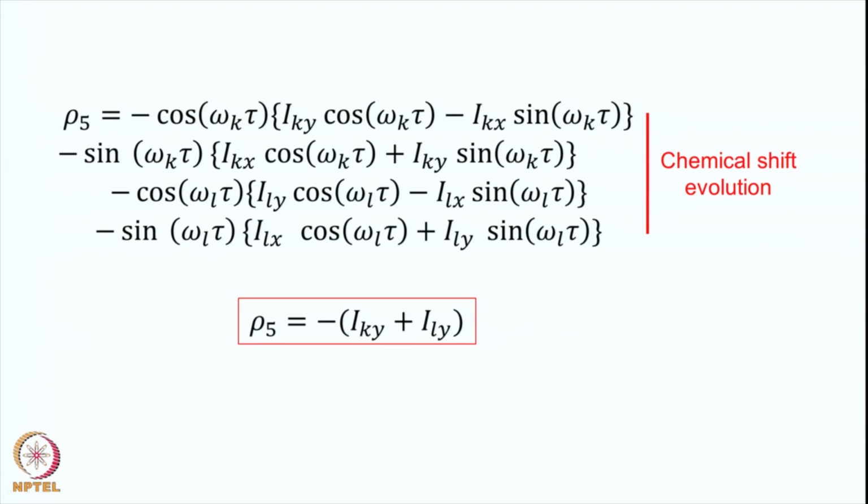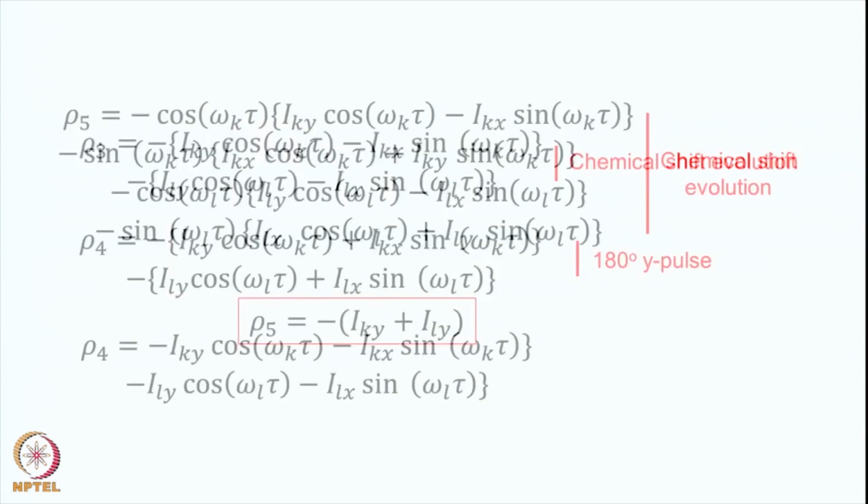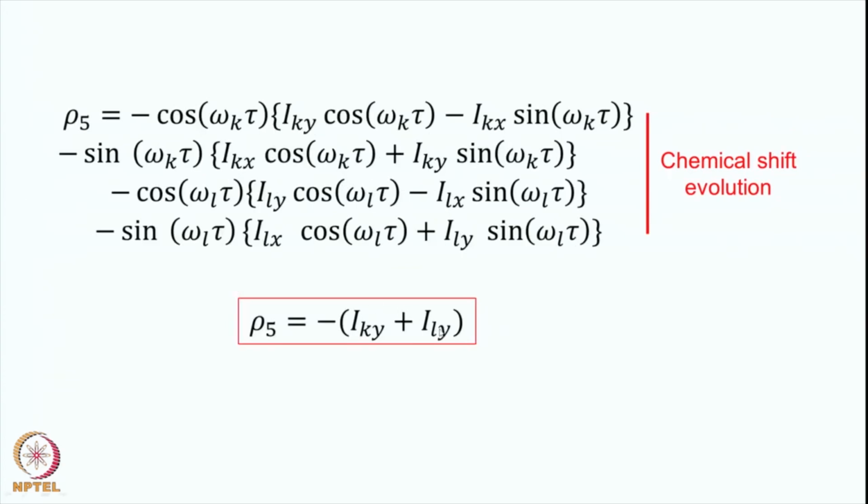So, therefore, what has happened, if you recall here, let us see what rho 2 in the previous class, minus IKY plus ILY, this is what we started off with. Now, in the previous class at rho phi we had here plus sign, it became rho phi is equal to plus IKY plus ILY. So, the effect of changing the phase of the 180 degree pulse is that this sign has changed and it has remained as rho 2, which is minus IKY plus ILY.